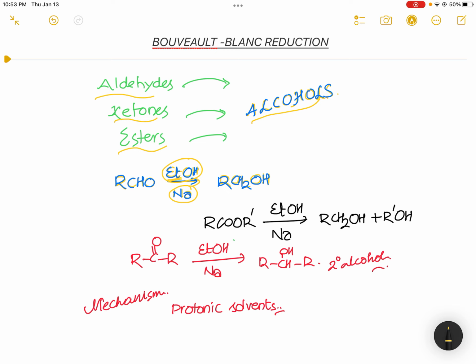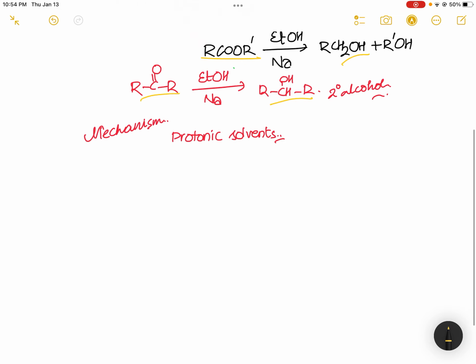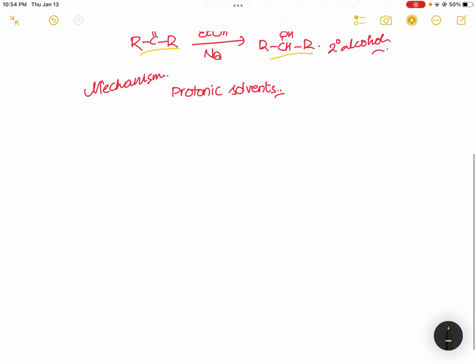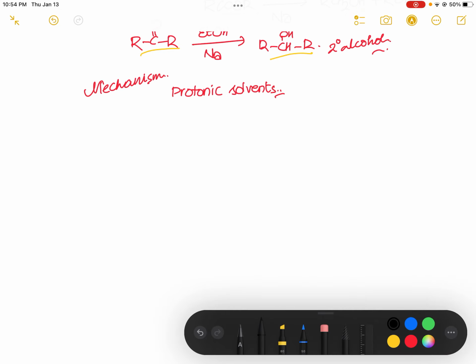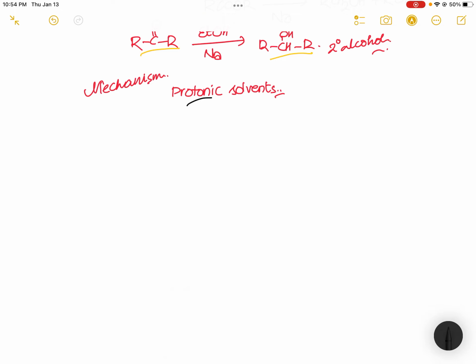See these reactions. This is an aldehyde converted to alcohol. It's an ester converted to alcohol. It's a ketone converted to alcohol. The mechanism is very, very interesting. Our main interest here is the mechanism only. So as we were discussing, protonic solvents are mandatory here.